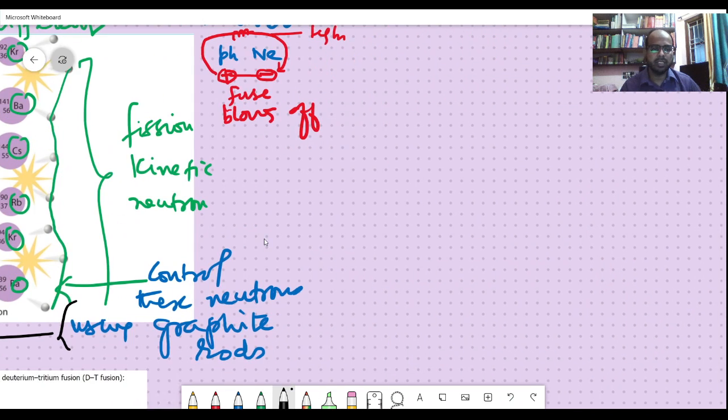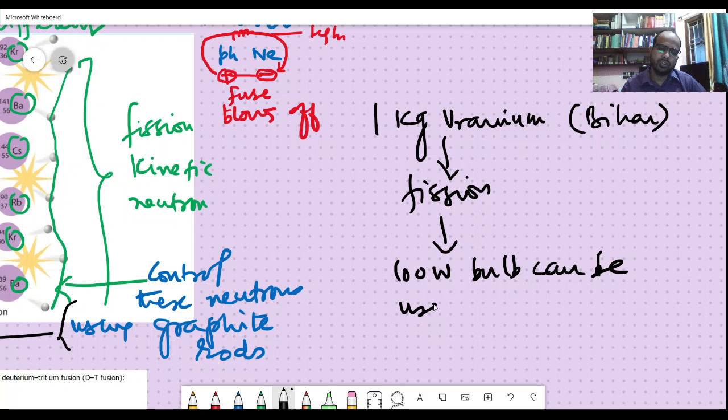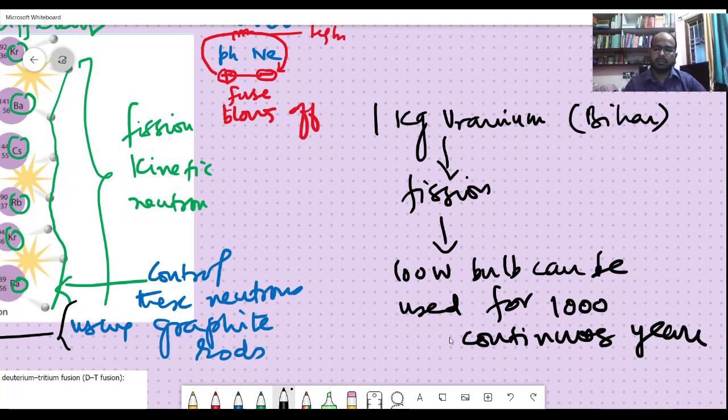I remember one data point; I'm just going to tell you. 1 kilogram of uranium, which is available in India in plenty in the monazite sands of Bihar, is put into fission. It releases so much energy that a 100-watt bulb can be burned for 1,000 continuous years. Look at the amount of energy that is there.